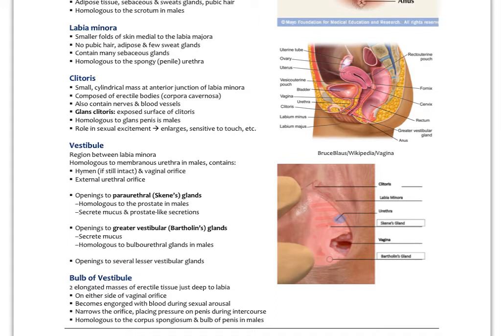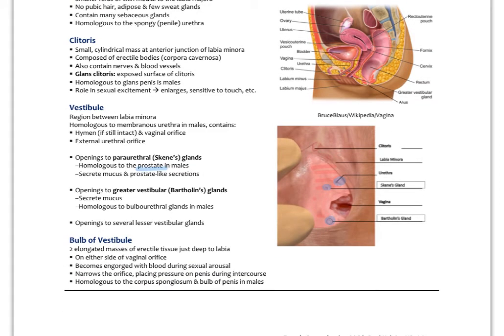And there's also openings to a couple of glands. So there are paraurethral or Skene's glands on either side of the urethra, and these are homologous to the prostate in males, and they secrete mucus and prostate-like secretions. And then there are greater vestibular or Bartholin's glands down here by the vaginal opening, and they secrete mucus, and they're homologous to the bulbourethral glands in males. And then there's openings to several other lesser vestibular glands as well that help secrete moisture and different fluids onto the vestibule. The bulb of the vestibule is two elongated masses of erectile tissue just deep to the labia.